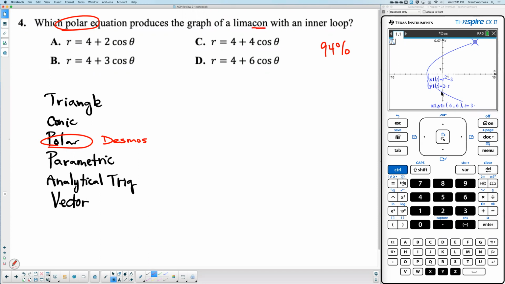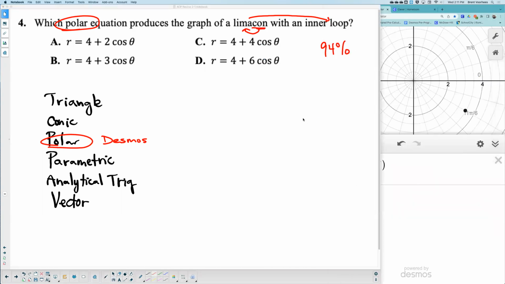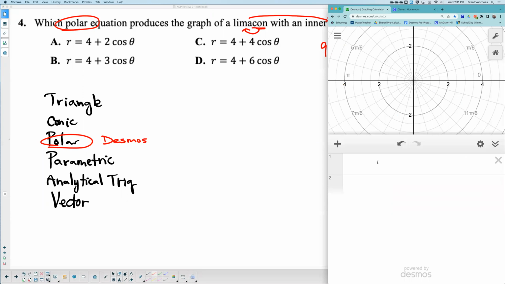If you see limacon, just think, in case they don't give you the added, con means with in Spanish. With a lima loop is how I described it. That's how I described it when I taught you, because it might not say an inner loop, but that's how you could do it. And so I'm going 94%. I'm assuming most of y'all have the answer on their packet.